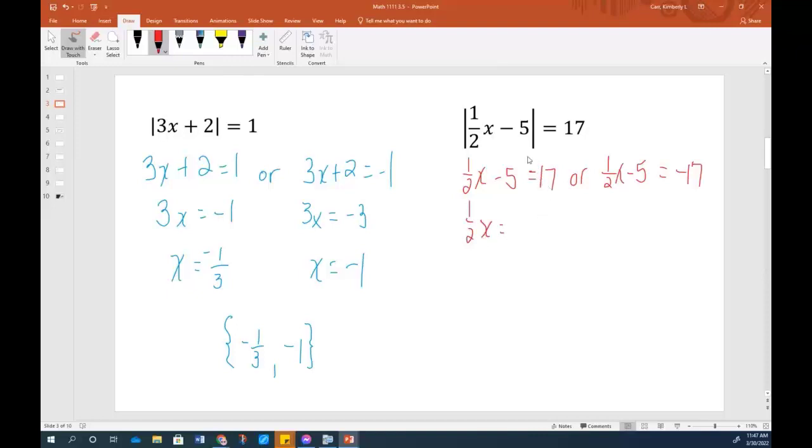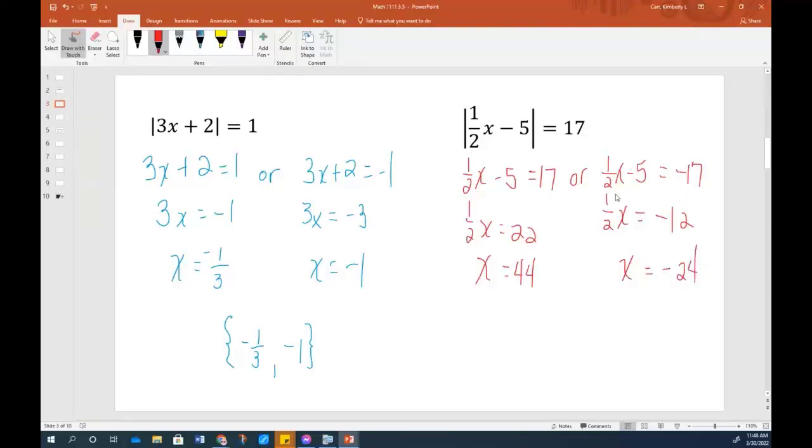I add 5, 17 plus 5 is 22. Multiply by 2 to get rid of the 1/2. You could divide by 1/2, but it ends up being the same thing. If you add 5 to negative 17, though, you get negative 12. And then x is equal to negative 24.